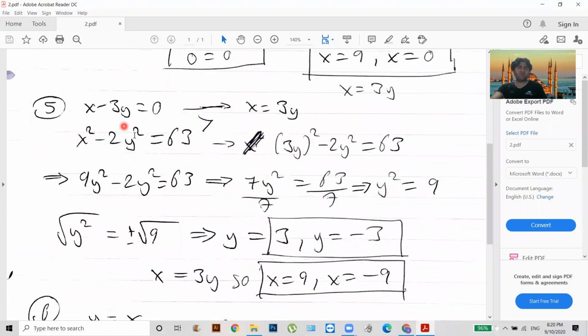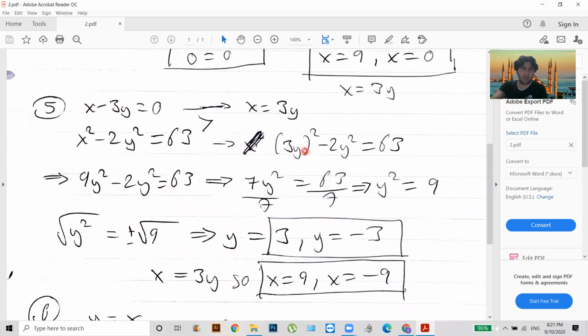Okay, question 5. x minus 3y equals 0. Then again, I'm going to do this, guys. I'm going to take this negative 3y to that side. It's going to be positive 3y. Then I'm going to come here. x squared minus 2y squared, then it equals 63. So, right. So then this is going to be x squared, as you can see, minus 2y squared equals 63.